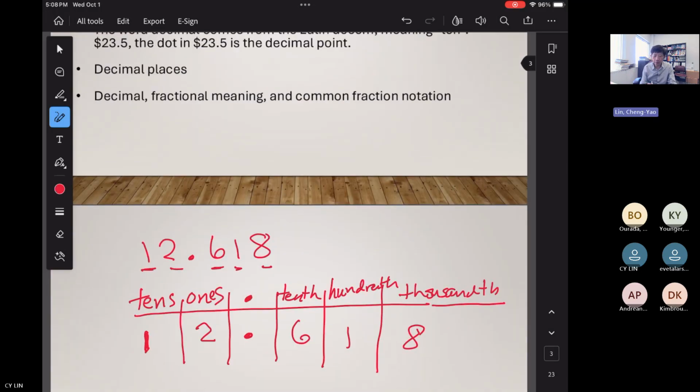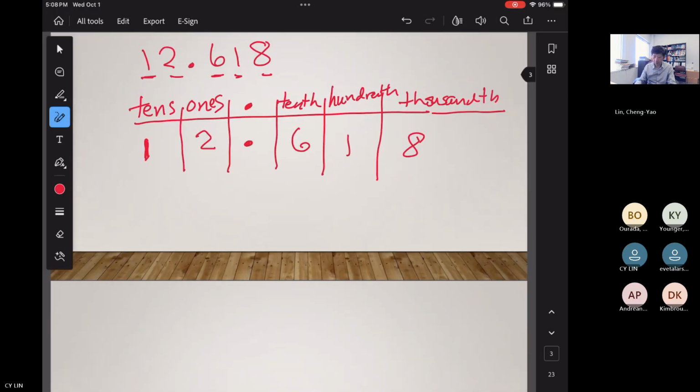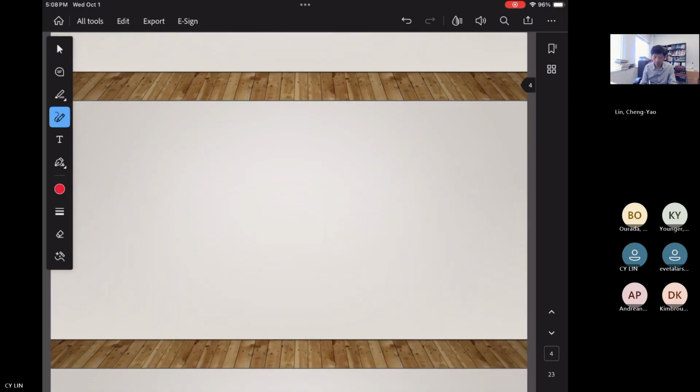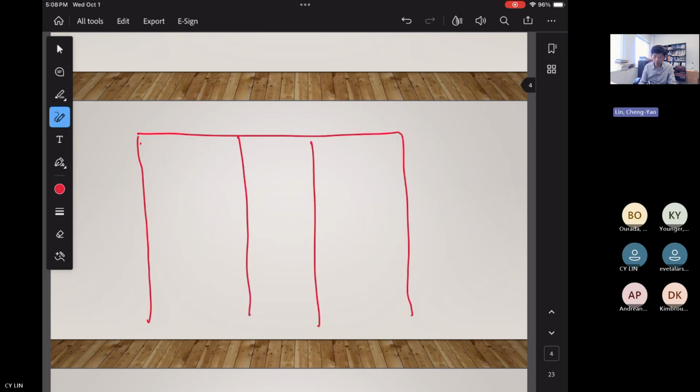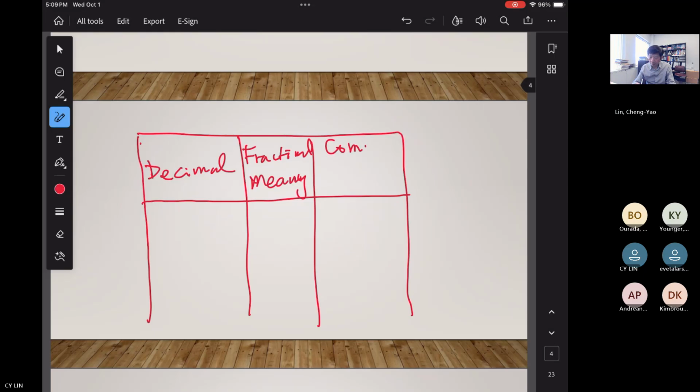And then next, we're gonna talk about the decimal fractional meaning and common fractional notation. So fractional meaning and then common notation for this. So here's a decimal and then fractional meaning. And then common fraction notation.